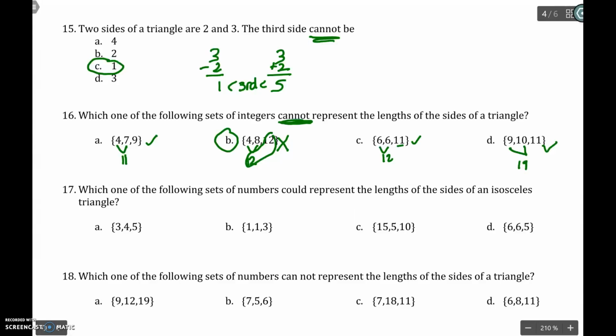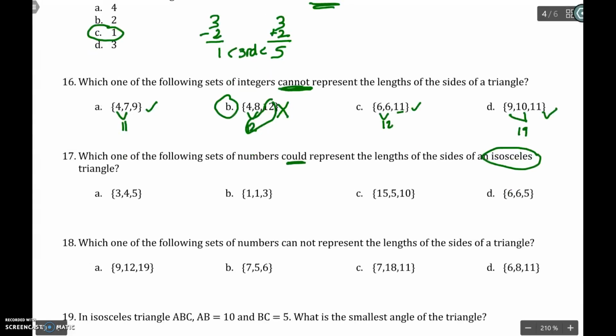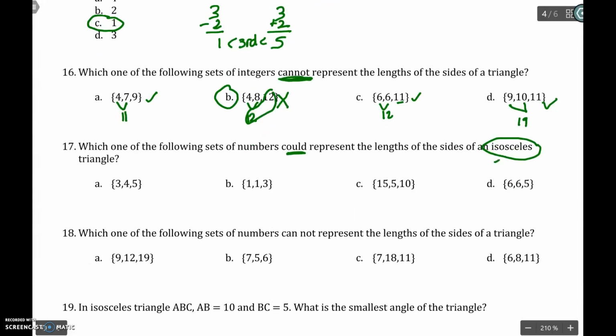Which one of the following sets could represent the lengths of the sides of an isosceles triangle? So immediately I can eliminate some choices, because isosceles triangles have to have two congruent sides. So this one doesn't have two the same, and this one doesn't have two the same. And then I can confirm the rest of it using the same idea, that when I add the smaller 2, do they add up to be bigger than the third one? And in this one they don't. So this one is the one that could represent the sides of an isosceles triangle.